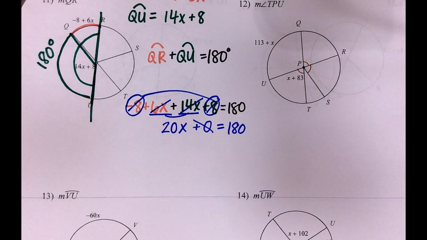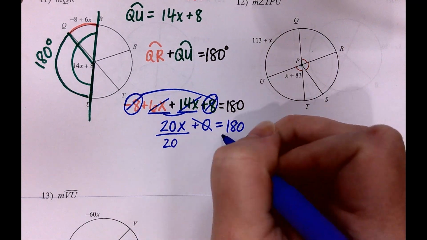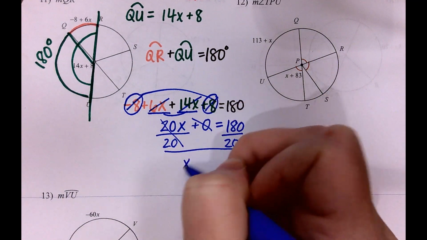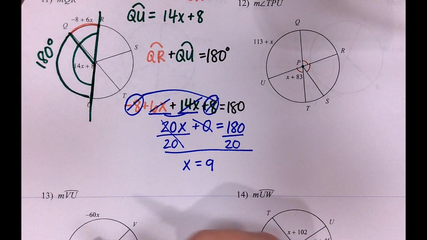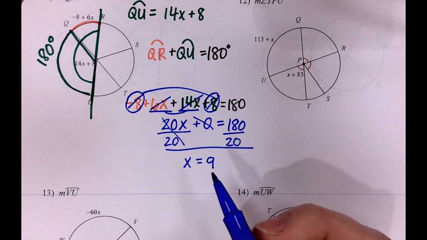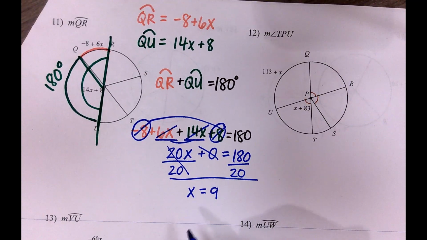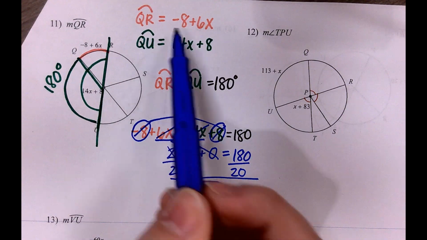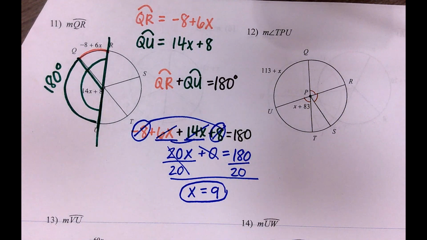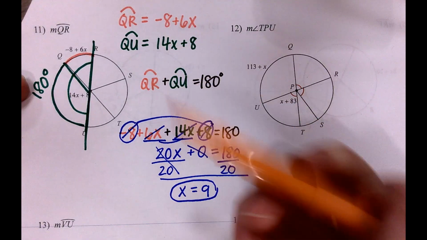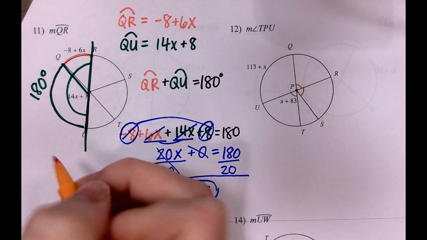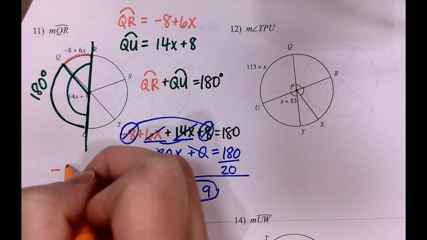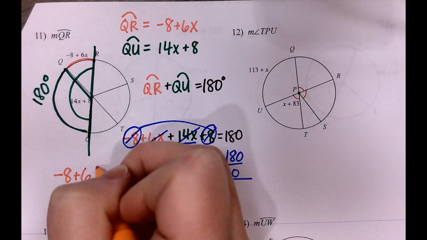And then you divide by 20. You get x equals 9. So is the measure of the arc QR 9? Nope, we just found x. We also need to find QR. We're going to plug that in. QR is -8 plus 6x. So instead of x, we'll use 9: -8 plus 6 times 9.